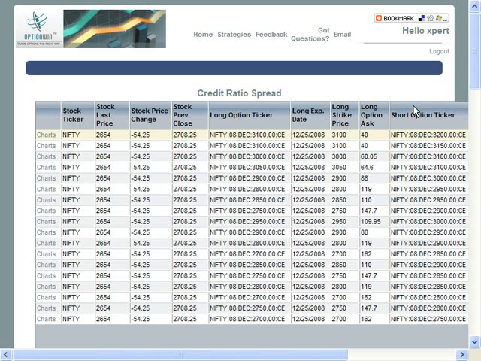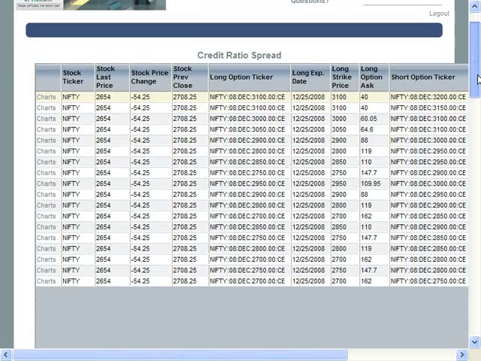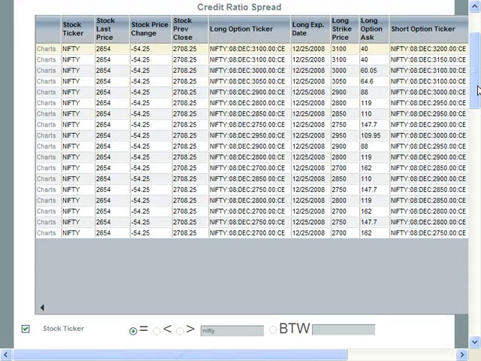So I just showed one sample call ratio spread on just one underlying. There are more underlyings and more call ratio spreads that you can explore. I encourage you to explore the site. This is with the call ratio spread. I would encourage you to go and explore how the put ratio spread looks.